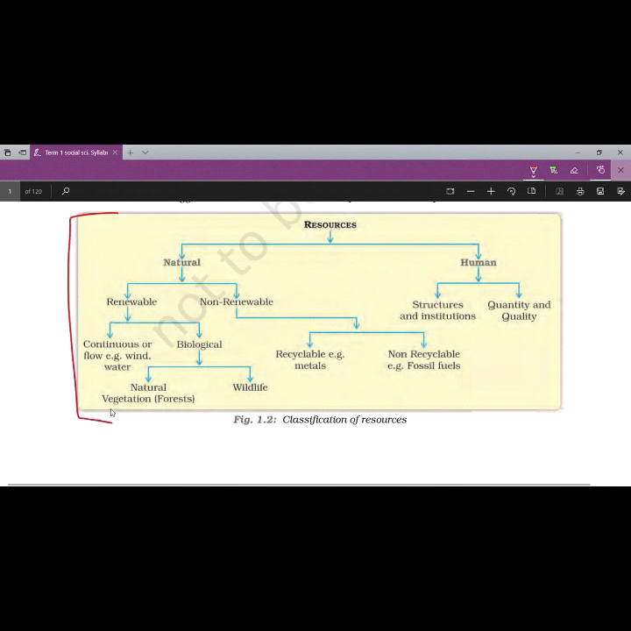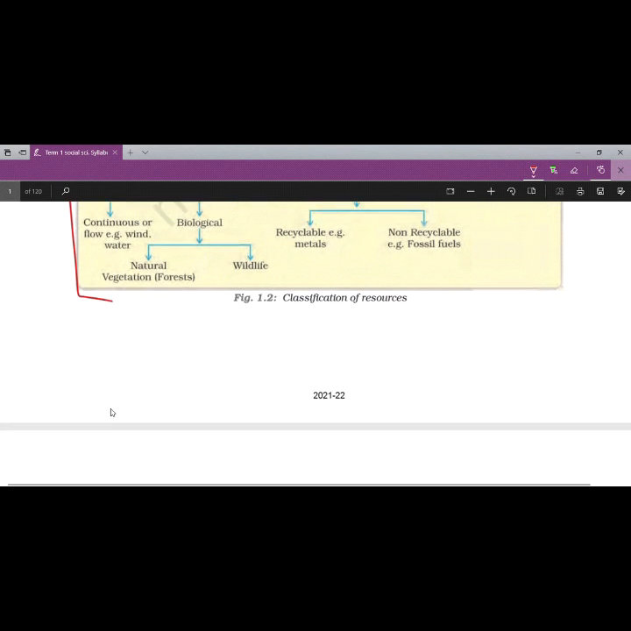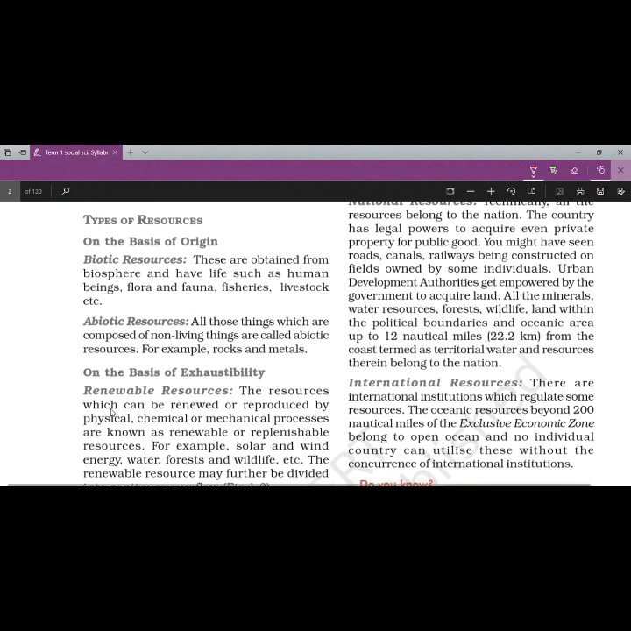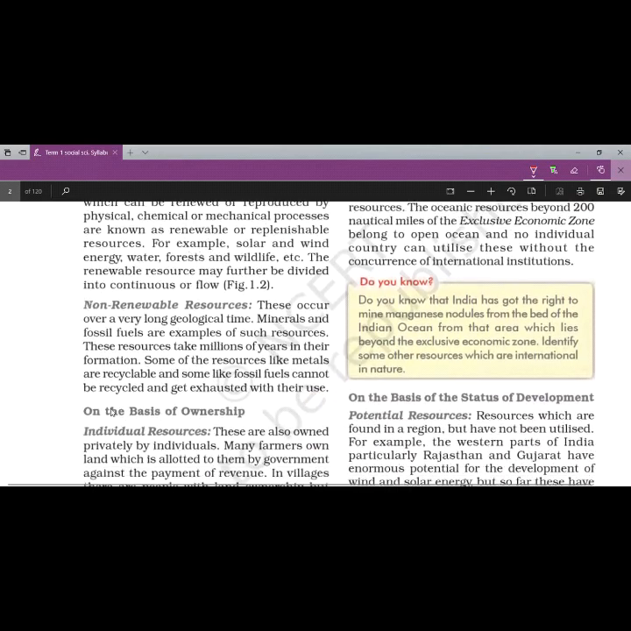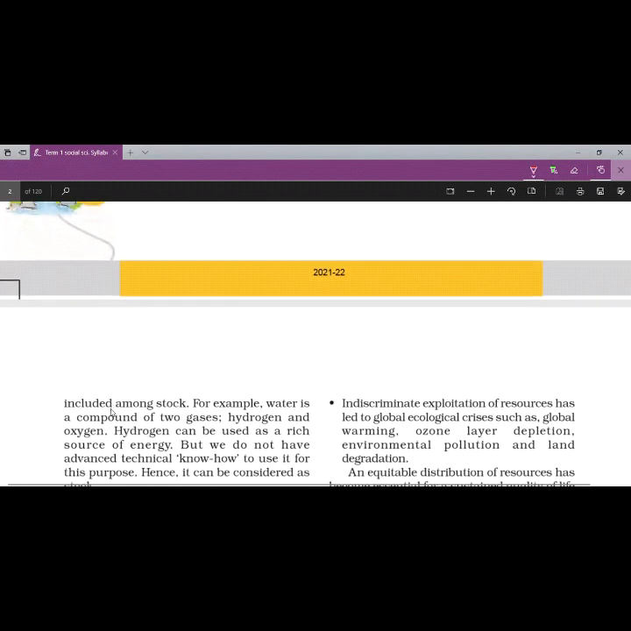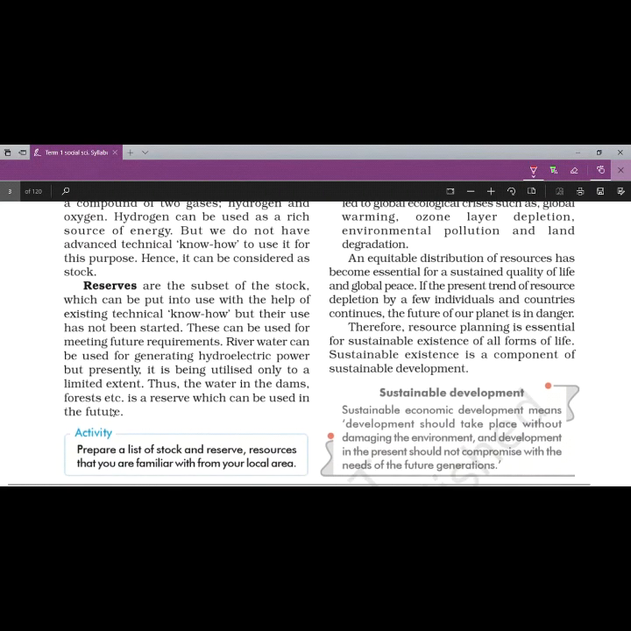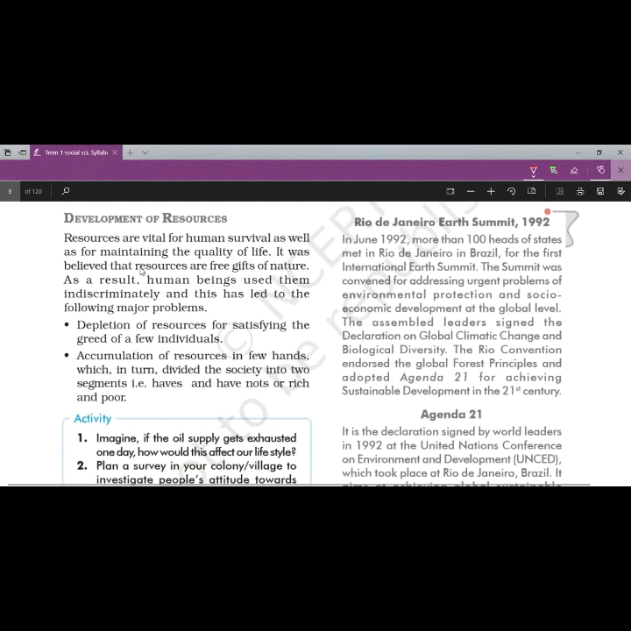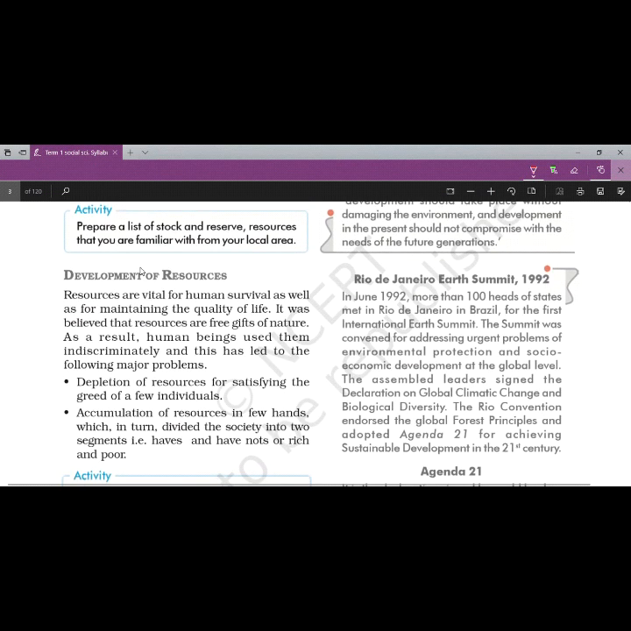If you have memorized this, then it's okay. If you haven't, then memorize this properly. Then types of resources, then detail is given to you on the basis of status of development. Further types are given to you. What are reserves? The definition is very important. Then sustainable development, the definition is important. Development of resources, Rio de Janeiro Earth Summit 1992. From there also you can get one question.